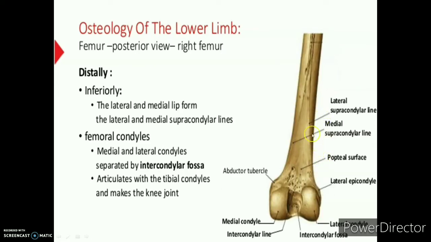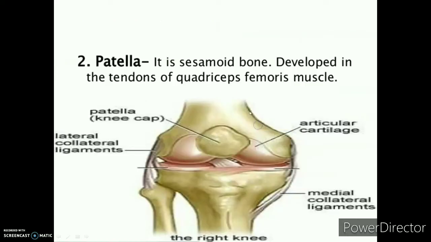This is the distal view, posteriorly. This is the condyle, lateral and medial condyle. This is the patellar region. Next is the patella. It is a sesamoid bone developed in the tendon of the quadriceps femoris muscle. This is the distal view of the femur. These are the condyles. This is the patella, the kneecap, and this is the tibia and the fibula. We'll see in detail.